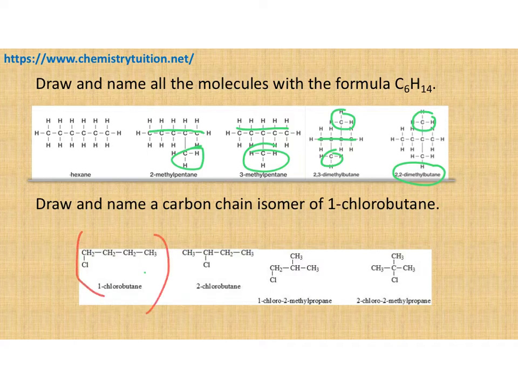So you can have either 2-chlorobutane, or you can shorten the carbon chain. So you've now got a propane chain with a chloro on the first and a methyl on the second, and then you can have propane again, but with both the chloro and the methyl group on the second carbon.